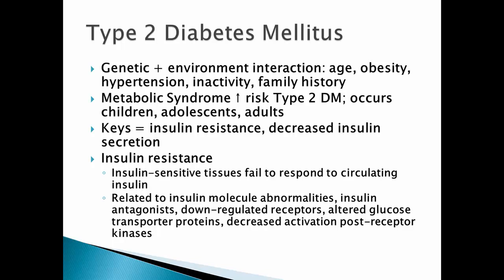This has been related to a number of different things that are happening with that insulin. So this has been related to molecule abnormalities of the insulin itself, to insulin antagonists, to insulin receptors being downregulated. Remember that high levels of hormone actually decreases the number of receptors. It's been associated with altered glucose transporter proteins, as well as decreased activation in the post-receptor kinases.